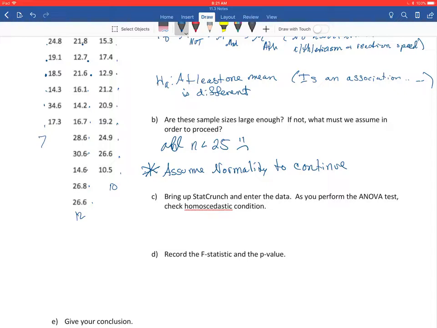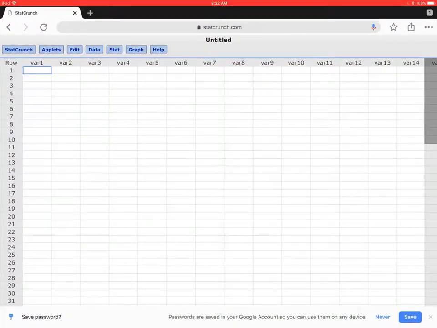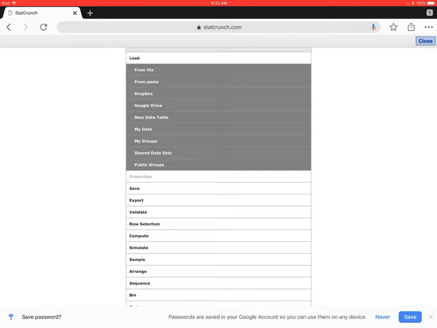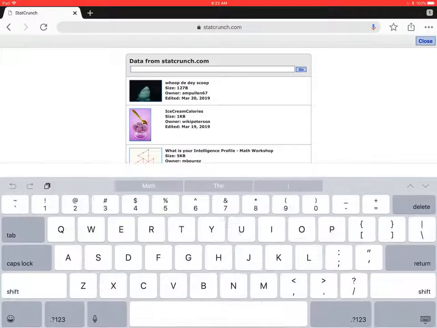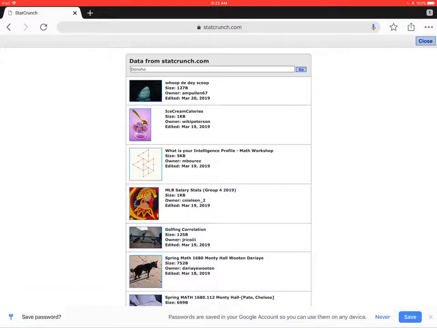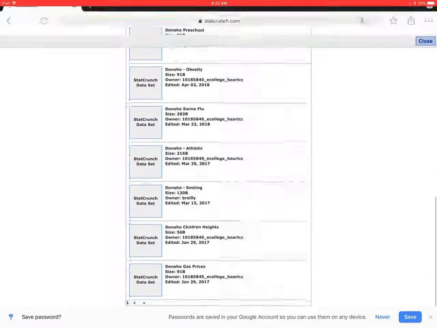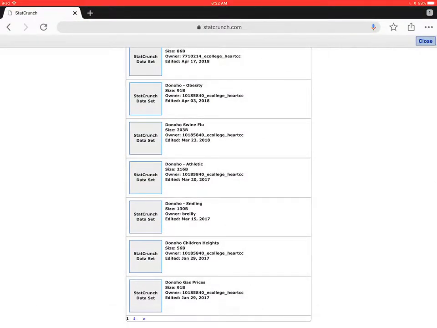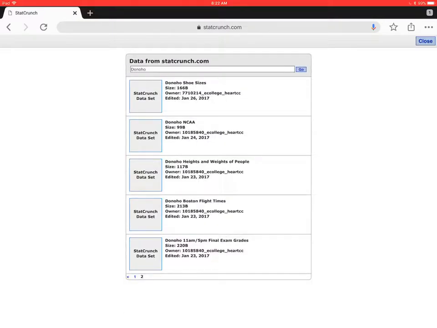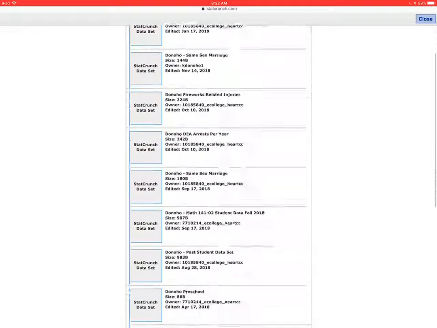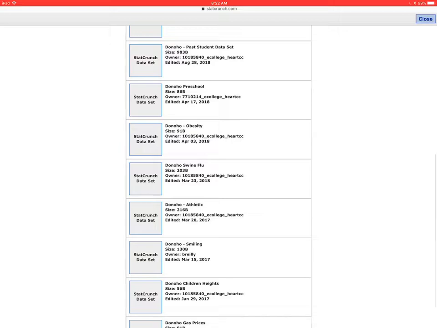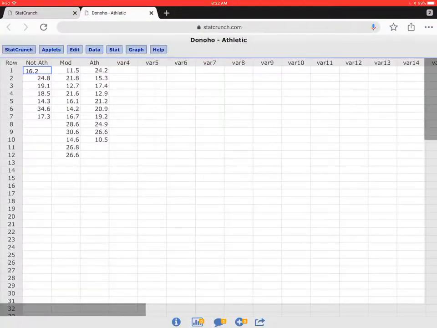Okay, we're going to bring up StatCrunch and pull up this data, and then as we perform the test, we're going to check the homoscedastic condition. So I need to load data from shared, and I am going to search my name. I should have done this ahead of time, but I didn't. So this is what you would be looking for. We're looking for the one called athletic, so I think it's actually on the next page. Where is it? There it is, athletic. Okay, so that pulls up all of that.